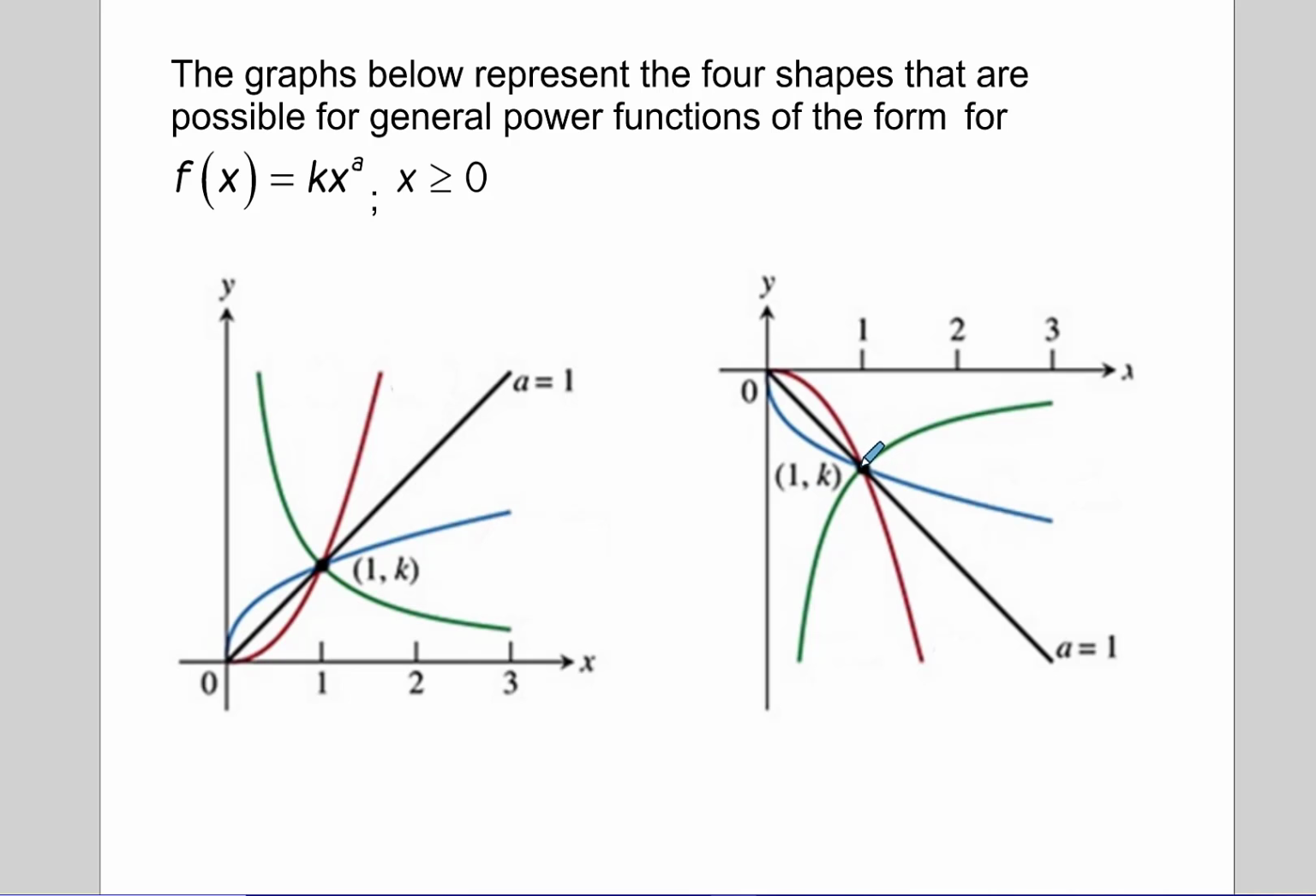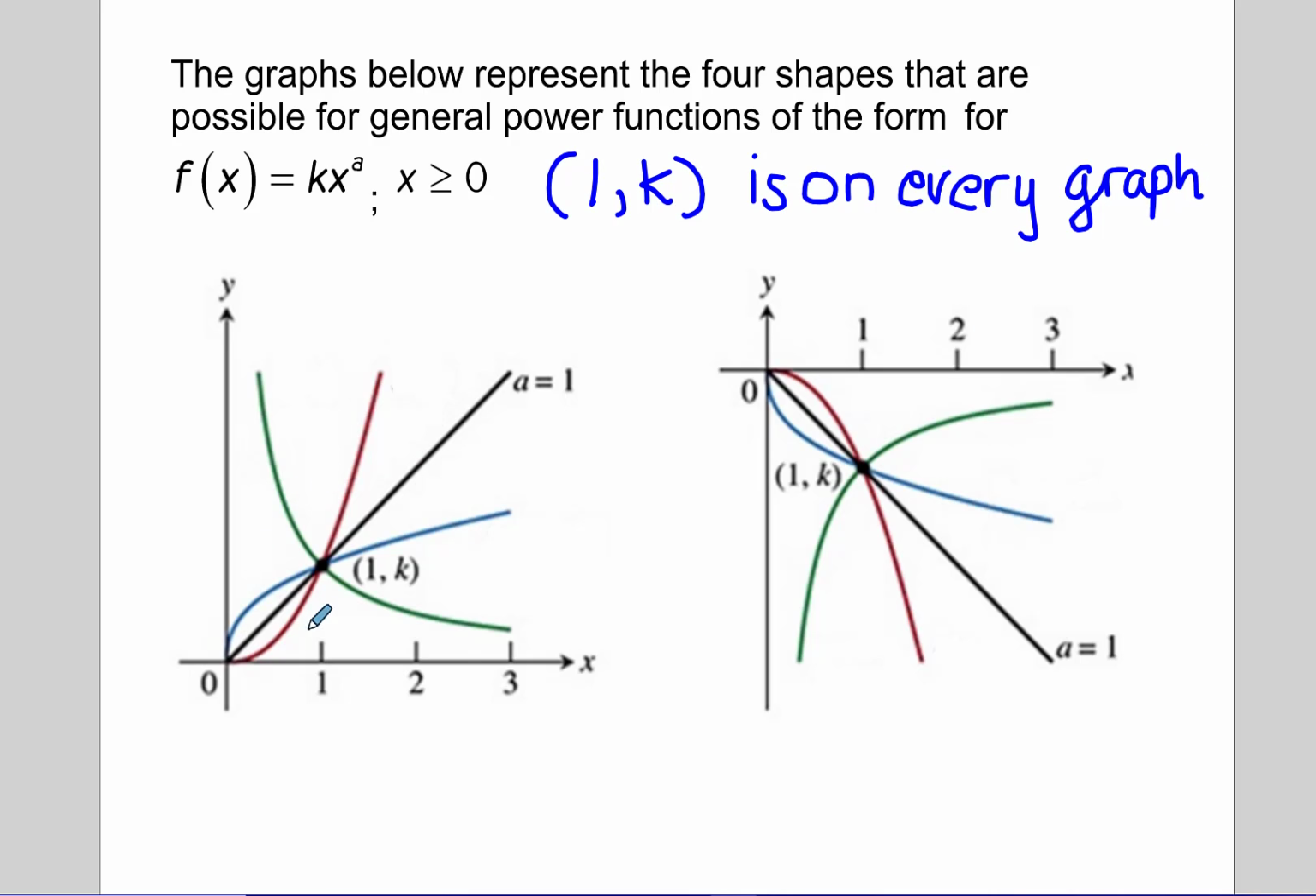And over here in the second one, the same thing happens. (1, k) is on all three graphs. So the point (1, k) is on every graph. Because we're going to talk about how these functions grow later on in the lesson. In this case over here, my k values are positive. And this is the behavior of what happens when the k values are positive.